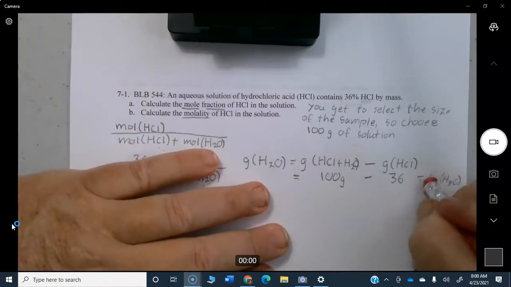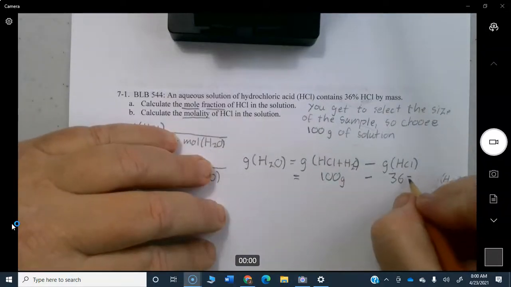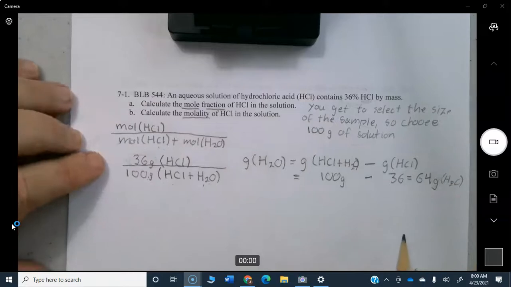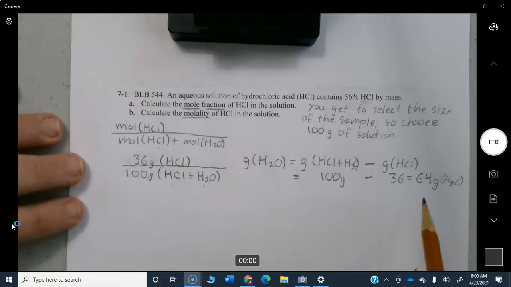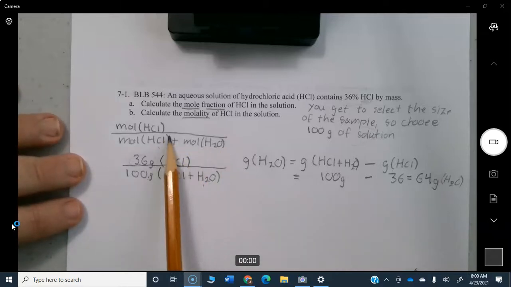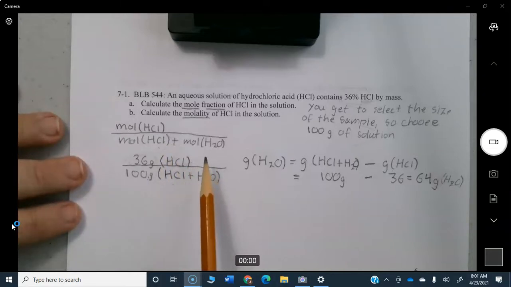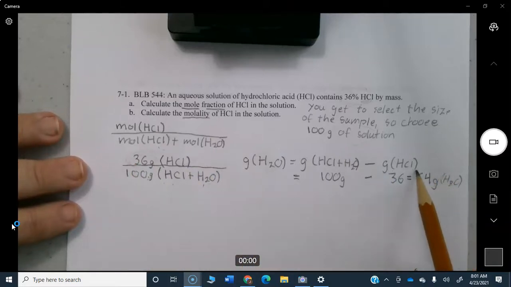64 grams. So now you know grams of everything, grams of HCl, grams of H2O, okay? All right, so we have to get from grams to moles to do mole fraction here. So that means we have to use the molar mass to figure out how many moles is 36 grams of HCl and how many moles is 64 grams of H2O.